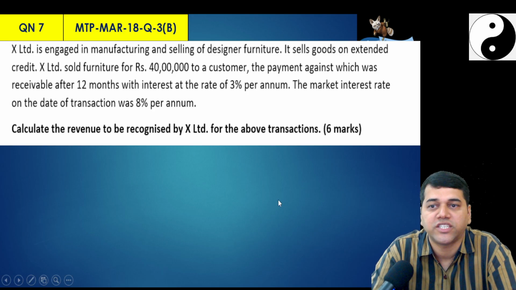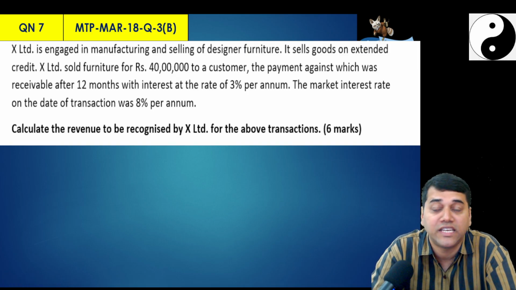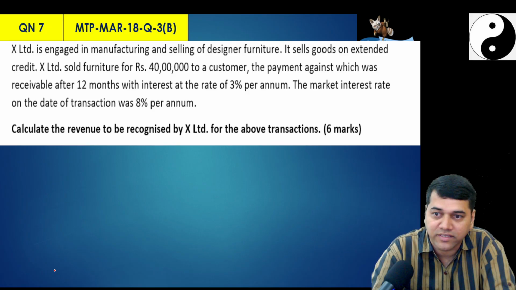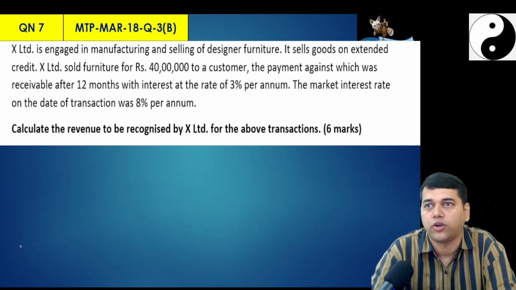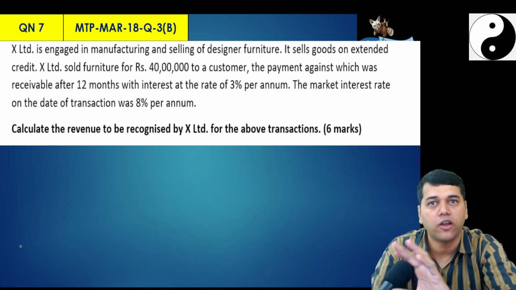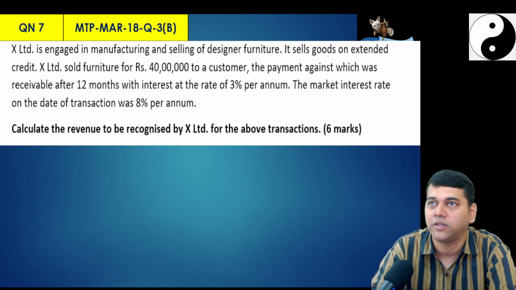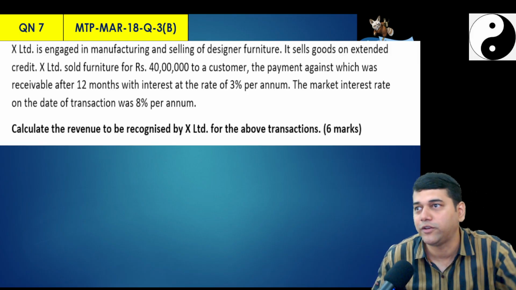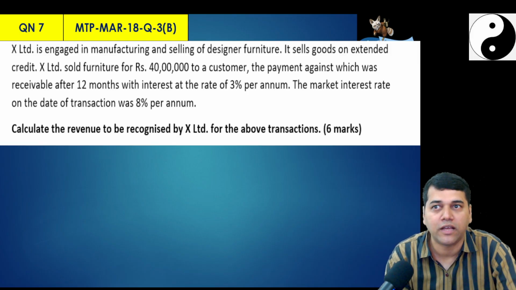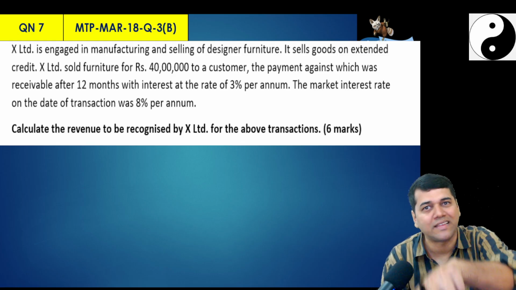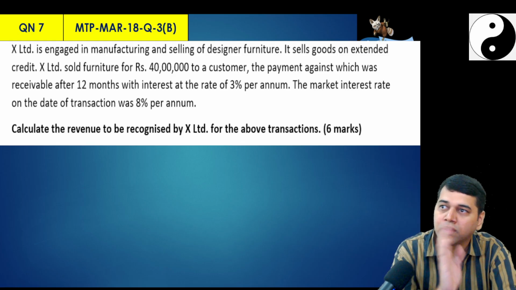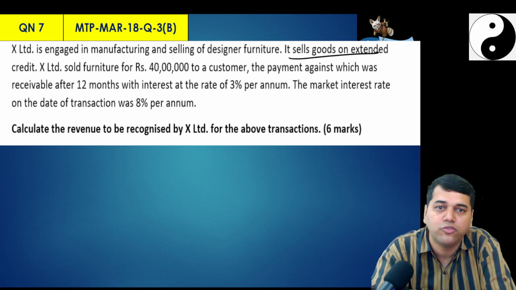X is engaged in the manufacturing and selling of designer furniture. It sells the goods on extended credit. Okay, the moment you see this sentence, see, first of all, I told you, covering every aspect, they will not ask you any question. No questions are available, starting from analysis of the contract till revenue recognition. Whatever question they will ask you, it is focused on one particular aspect, either transaction price, variable percentage changing, financing component. So it sells goods on credit.